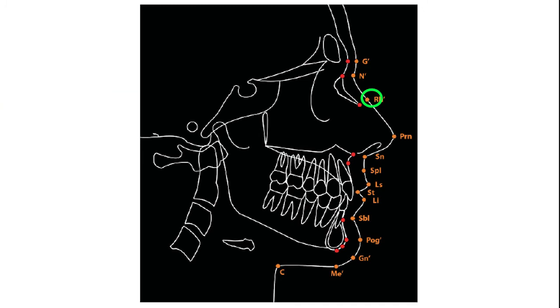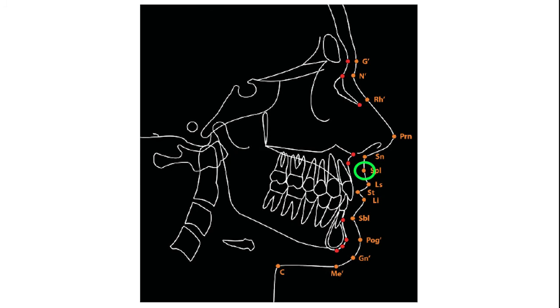Soft tissue rhinion. It is the soft tissue point overlying the caudal end of the nasal bone in lateral view, marking the osseocartilaginous nasal junction. Pronasale, PRN. It is the most prominent point of the nasal tip in the mid-sagittal plane. Subnasale, SN. It is the point where the base of the nasal columella meets the upper lip in the mid-sagittal plane.